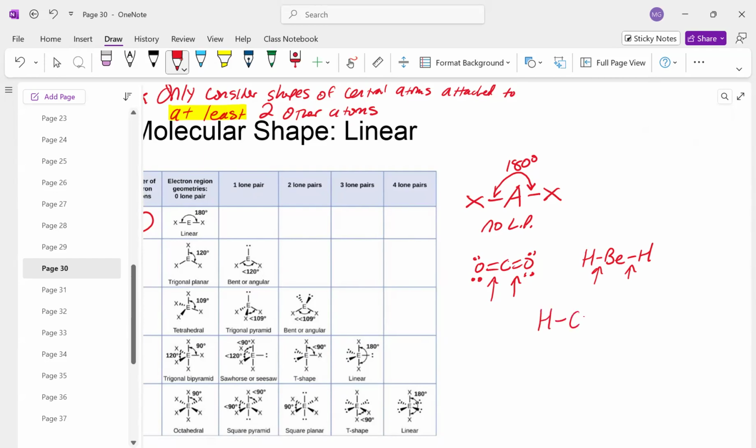One more example. This is the compound acetylene. If we just look at this carbon first, you can see around that carbon, there's a single bond and a triple bond, two regions of density. So this carbon right here, we would say has a linear shape around it. We would say the same thing for the second carbon. That carbon has two regions of density around it. So we would say that it has a linear shape.